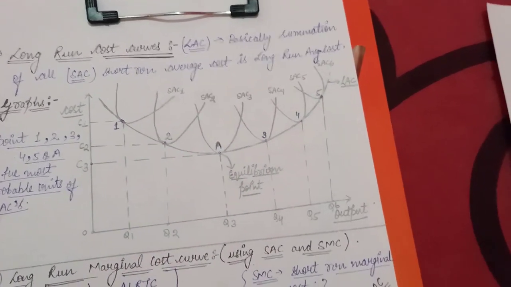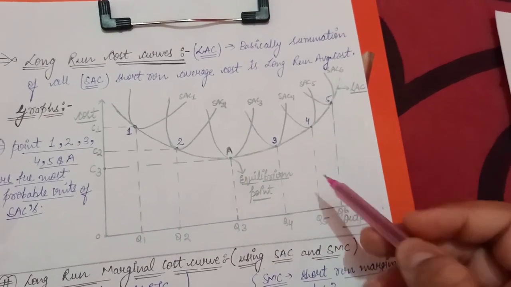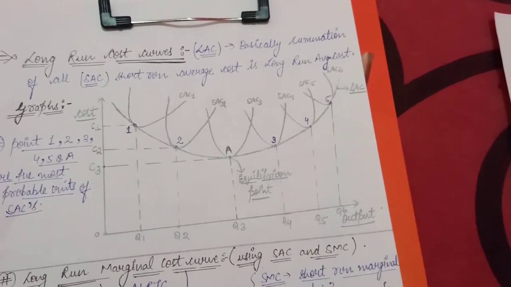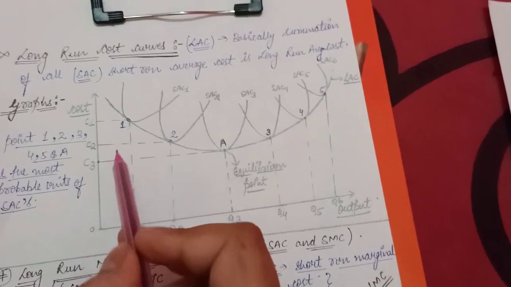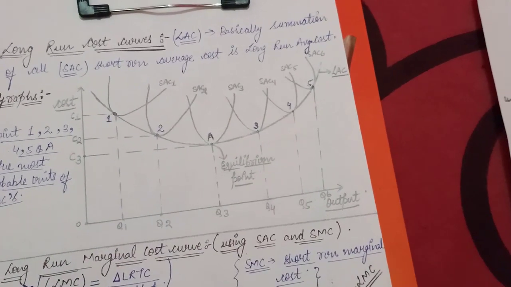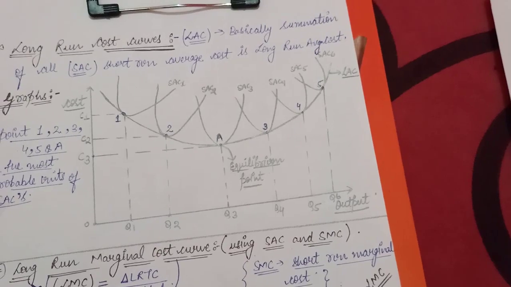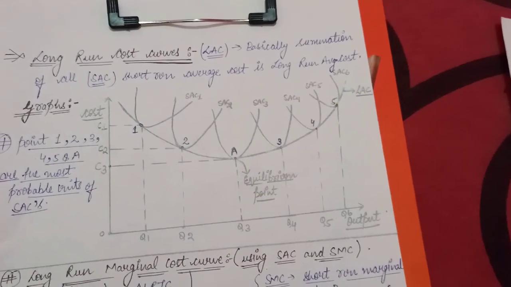So why is this a U-shaped curve? In this curve, the upward sloping portion illustrates economies of scale, and the downward portion explains the increasing returns to scale. So this is all about the long run cost curve.